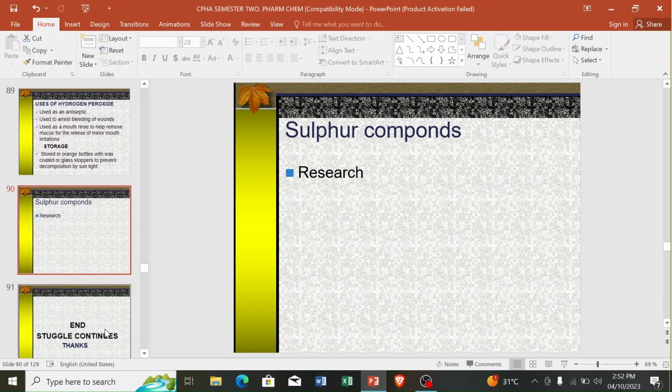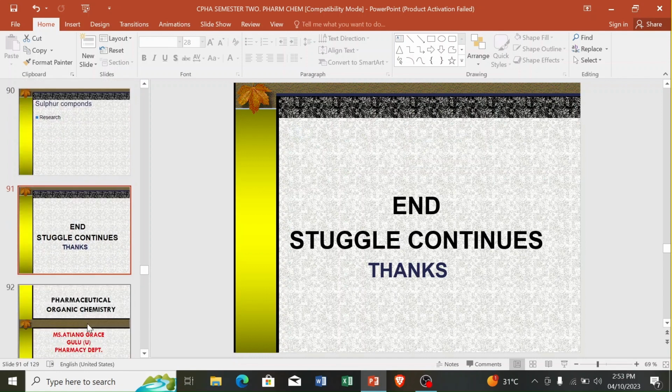So that is all we needed to know about group 6 elements of the periodic table. However, we have sulfur and its compounds, so I'll ask you to research on sulfur. The main compound of sulfur that we are going to deal with is sodium thiosulfate. So read about sodium thiosulfate and its assay and do some research on that.